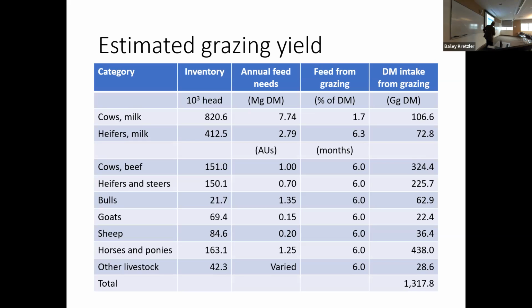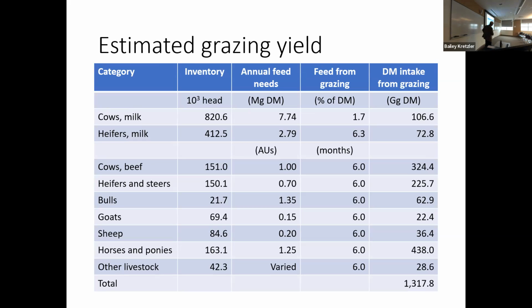So the inventory is shown here. I've done a little bit of aggregating of categories. The paper has the full detail. We've got dairy animals here, milk cows and heifers, beef cows, other heifers, steers, bulls, goats, sheep, horses, ponies, and all other grazing livestock, which is a grab bag of things like llamas, alpacas, bison, elk, and deer.